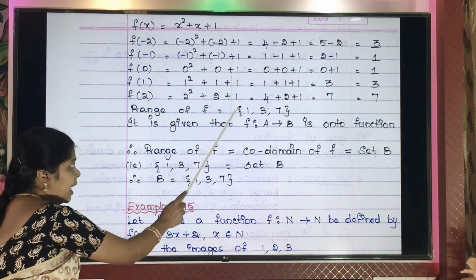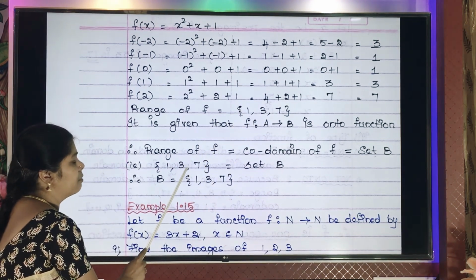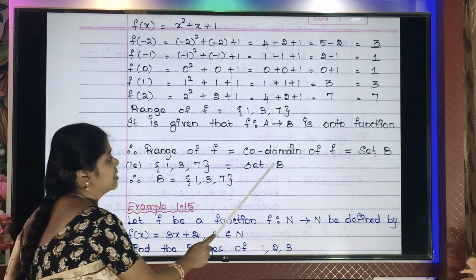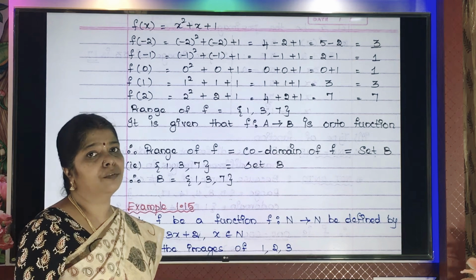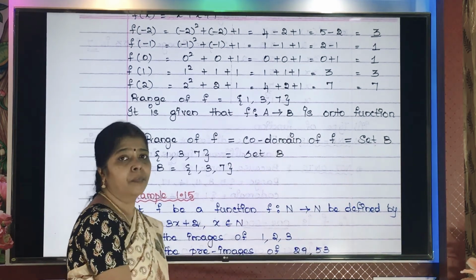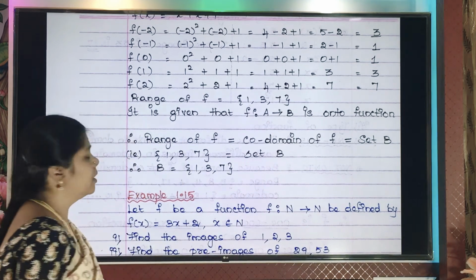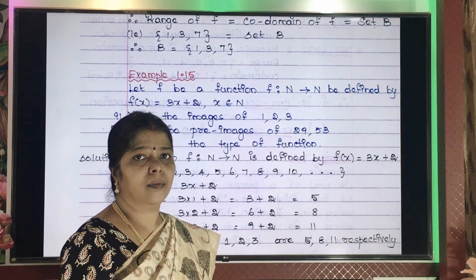Therefore, the same elements 1, 3, 7 will become the set of elements in the codomain, which is nothing but set B. So this is how we need to find the elements of set B. So set B has the elements 1, 3, 7. Am I clear? Yes?